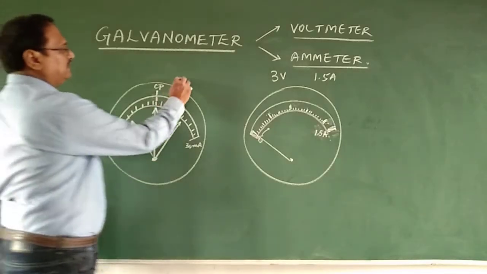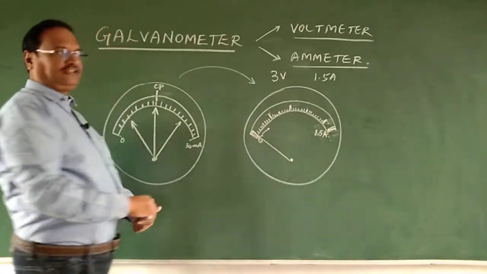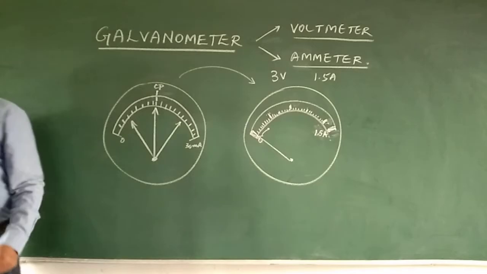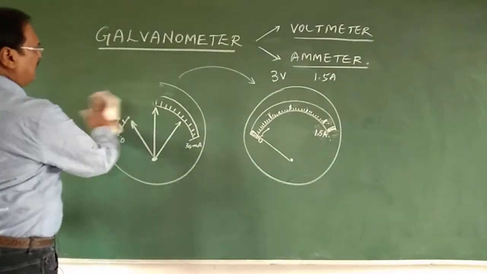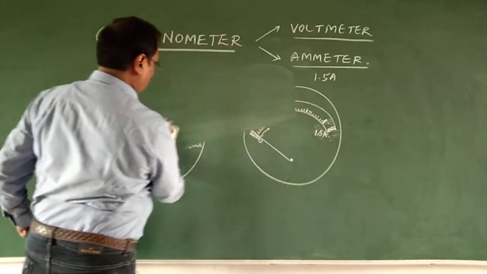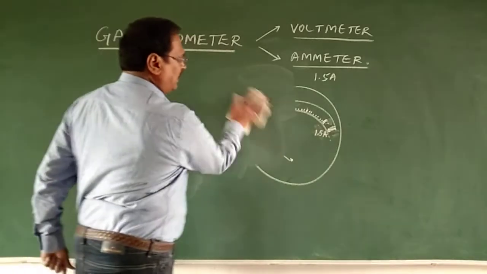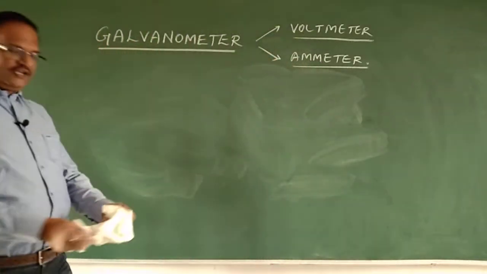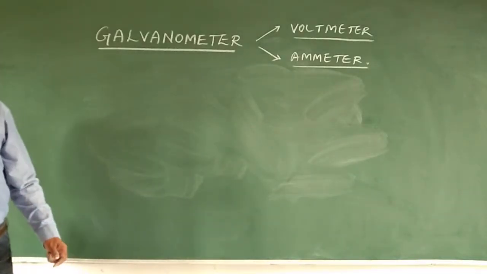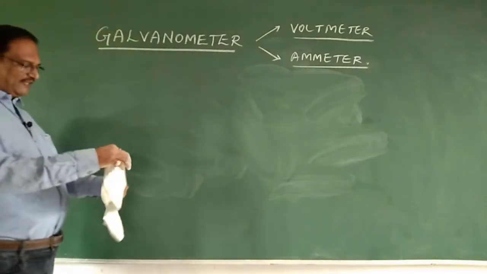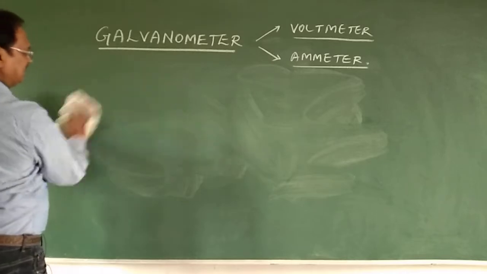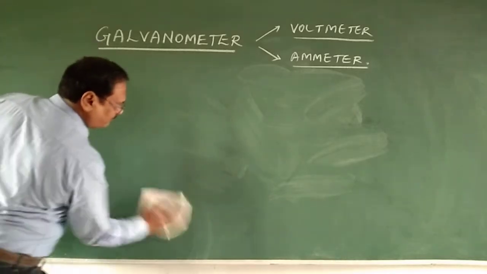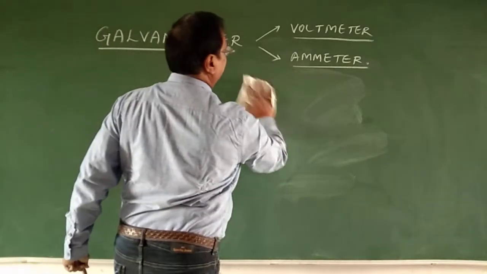Now we have to convert this into this type. How can we do this? It's a very simple process. We are going to connect resistors, that's all. And you know how to connect resistors, either in series or in parallel. It is as simple as that. It's a very easy concept. Let us do it thoroughly.